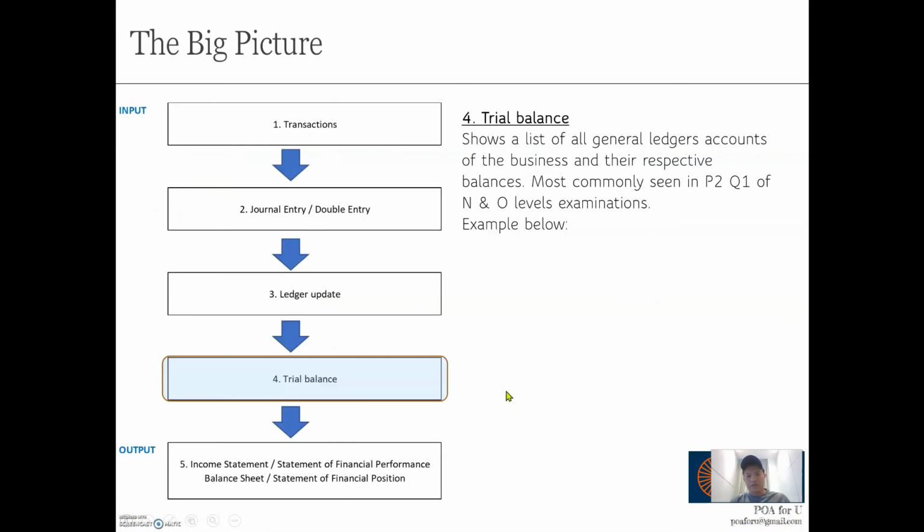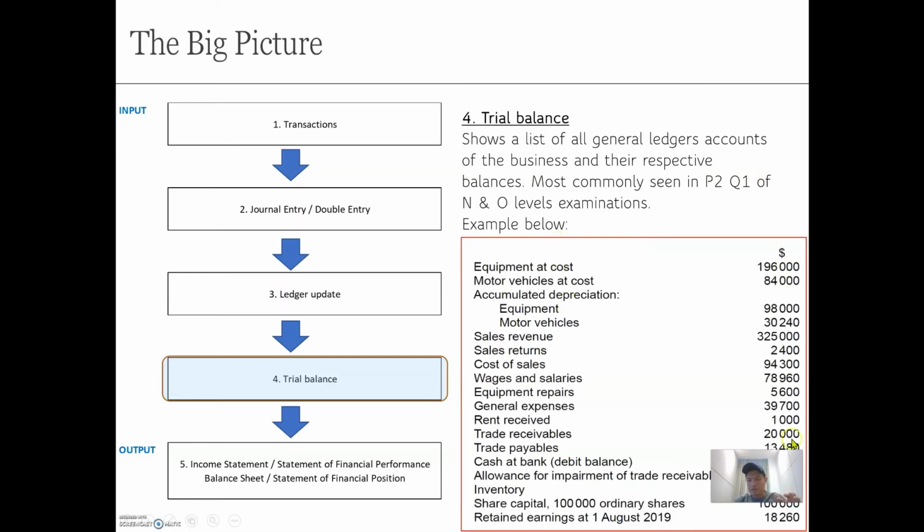Okay, moving on. The trial balance, what is that? It's basically all the different ledgers combined into one sheet of paper, telling you what all the accounts are that I have and what the balance is. As simple as that. So you would have a mix of assets, liabilities, income, revenues, expenses, and equity items, right? This is standard in Paper 2, Question 1 of N and O level examinations. So make sure you understand what you're looking at.